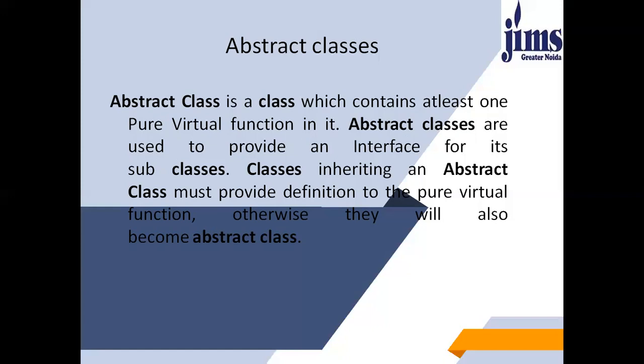What makes a class abstract in C++? The classes inheriting the abstract class must provide a definition for the pure virtual function. Otherwise, the subclass would become an abstract class itself. So any class which is having at least one pure virtual function. What is a pure virtual function? A function that has no definition is known as a pure virtual function. So any class which is having a pure virtual function automatically becomes an abstract class.